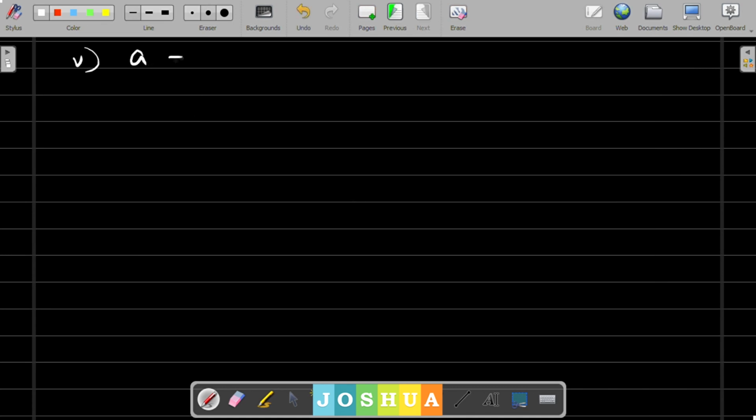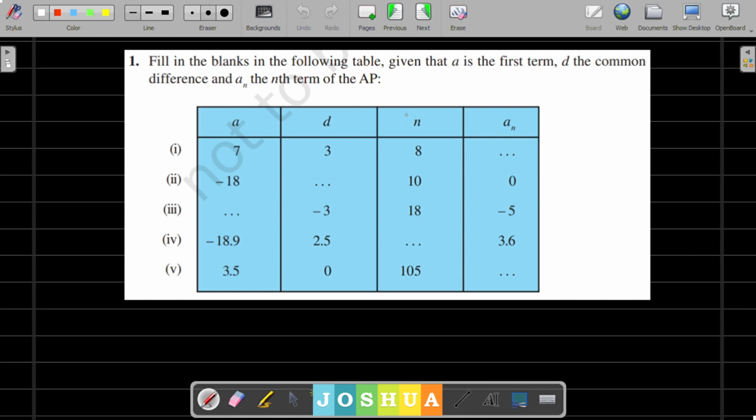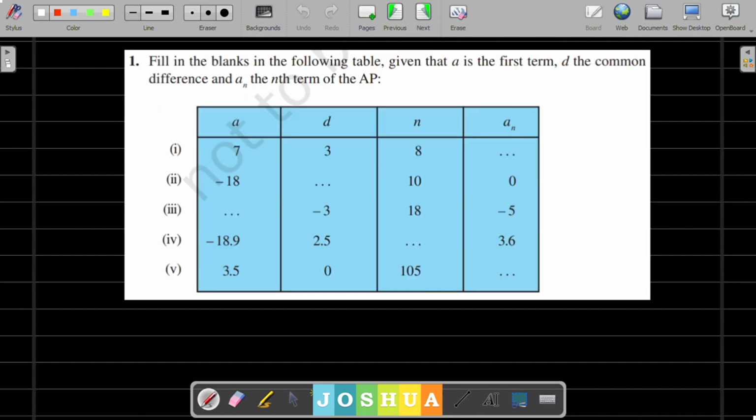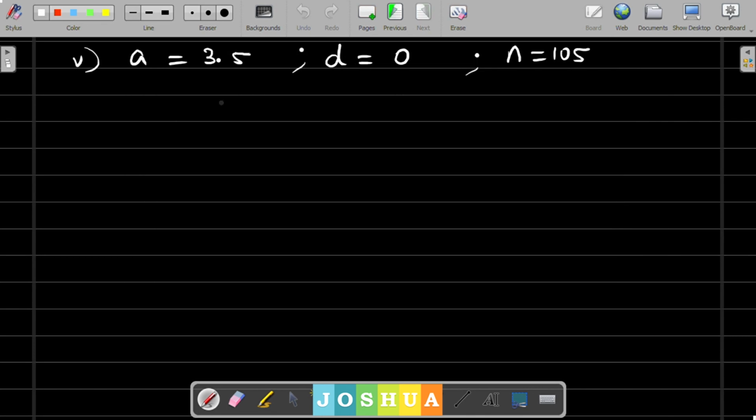So this is the fifth sum. A is equal to 3.5 and D is equal to 0. D is equal to 0 and N is equal to 105. N is equal to 105. It's quite an interesting one. D equal to 0 means what happened? AN also with the same value will be there. A value will be there. Okay, anyway, write the formula.